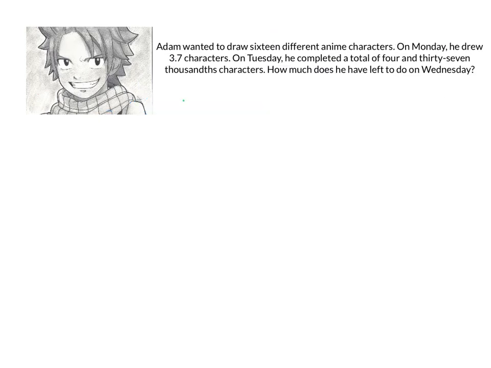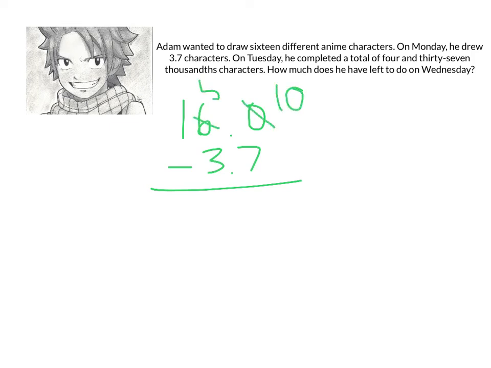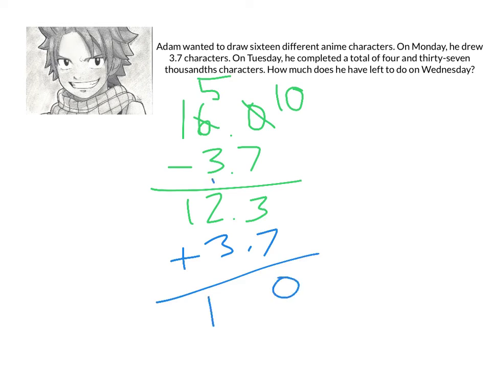So in this method, I'll start with my 16 that he wants to draw. I'm going to take away my 3.7 that he drew on Monday, add in my decimal place value. This might be a little easier in this case because I don't have to add so many decimal place values. So I go ahead and I need to exchange a place value, and I've got a difference of 3 there, and then 15 minus 3 is 12. To double check this, I'll add in my 3.7. That's going to give me 16.